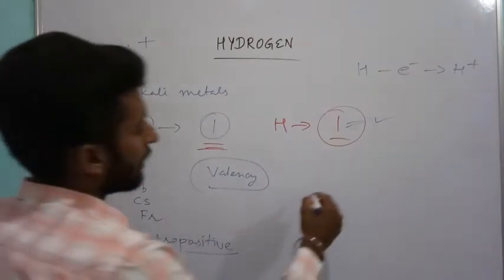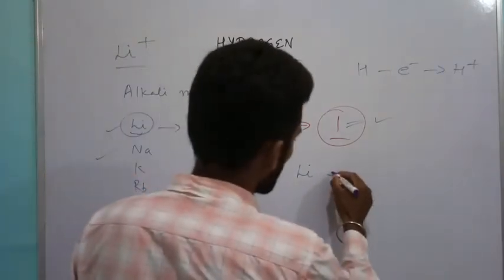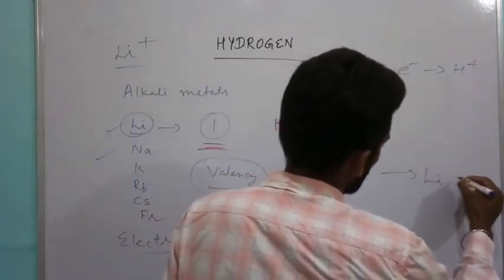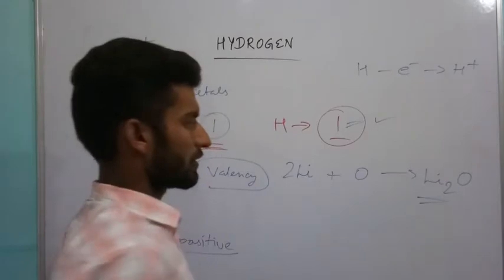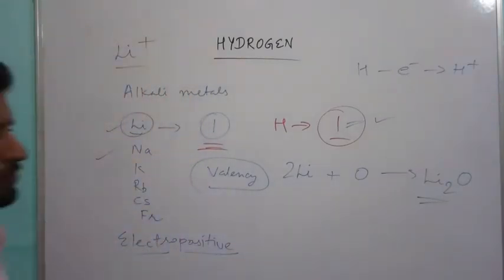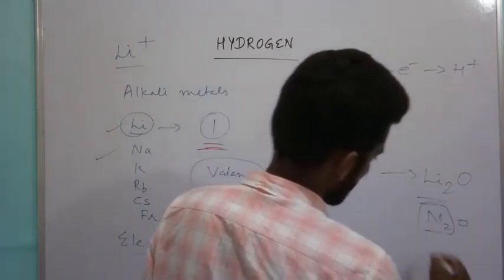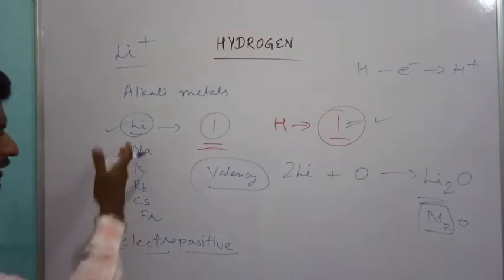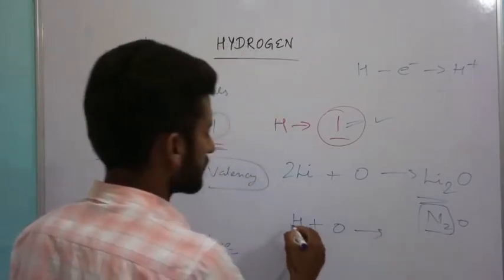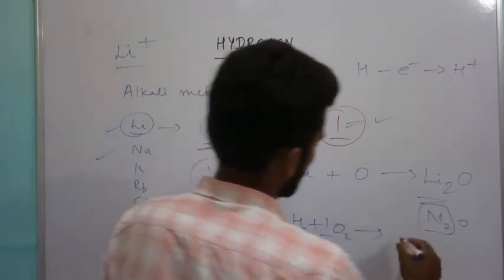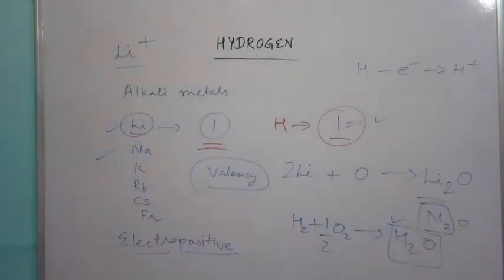Then alkali metals form different compounds. When an alkali metal combines with oxygen, generally the compound formed has two alkali metal atoms combining with one oxygen atom. So the formula is Li2O, or we can call it M2O, where M is a general metal, any one from this group. Similarly, when hydrogen combines with oxygen, it forms the same type of compound, having two hydrogen atoms and one oxygen atom. So again there is similarity.